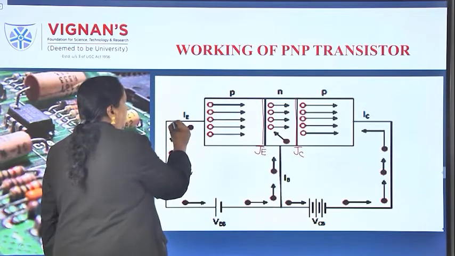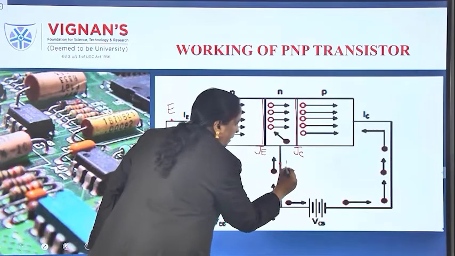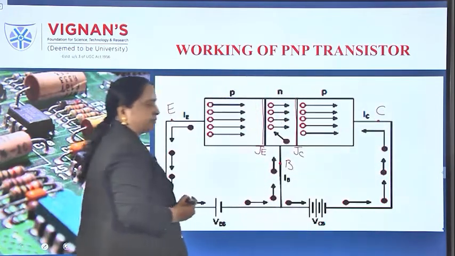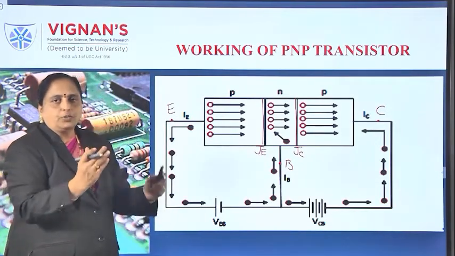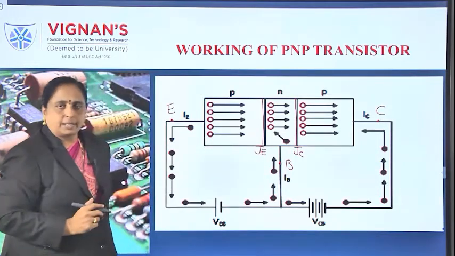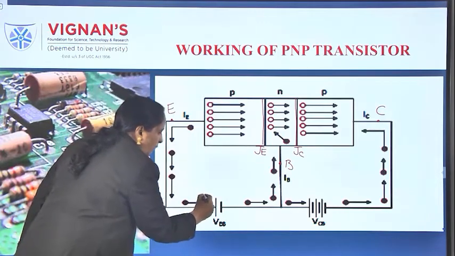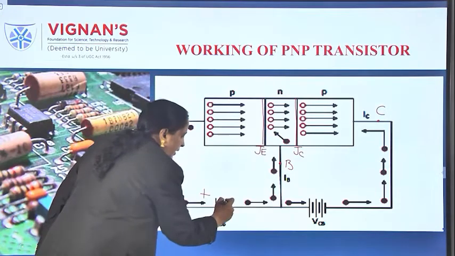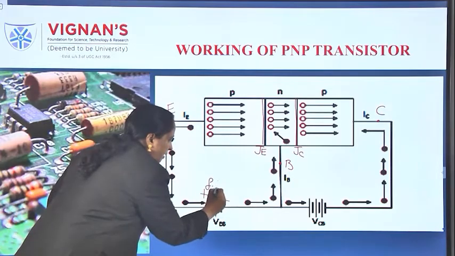See here, this is an emitter terminal, this is a base terminal, and this is a collector terminal. For proper working of a BJT, between emitter and base we are giving a forward bias connection. Forward bias means what? P material is connected to the positive terminal of the battery and N material is connected to the negative terminal of the battery. So this is known as a forward bias condition.